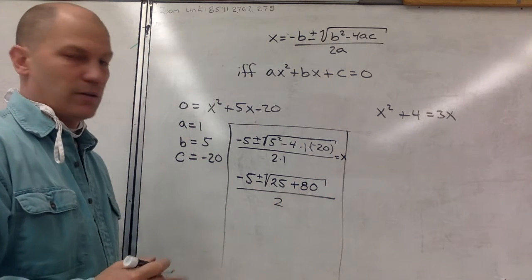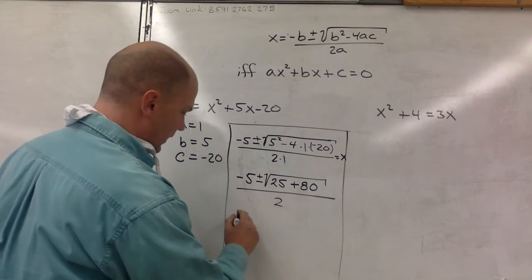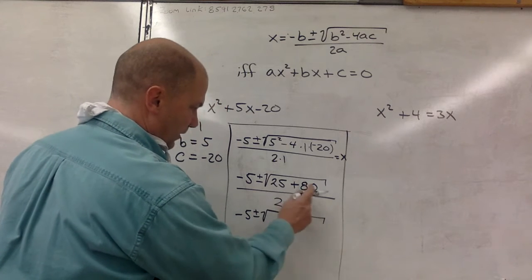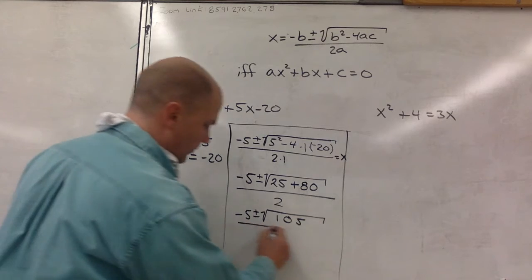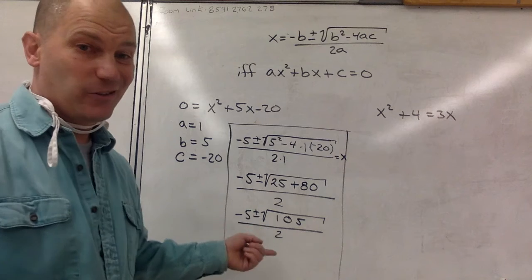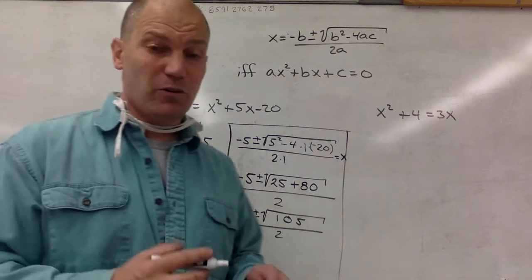Right? So far so good. Well, I'm still going to keep simplifying the inside. So I'm going to leave the 5 alone, plus or minus. 25 and 80 is 105 over 2. Now here comes the tricky part. I don't know the square root of 105. I mean, I could guess that it's a little bit more than 10.